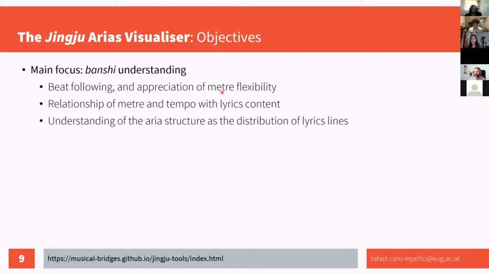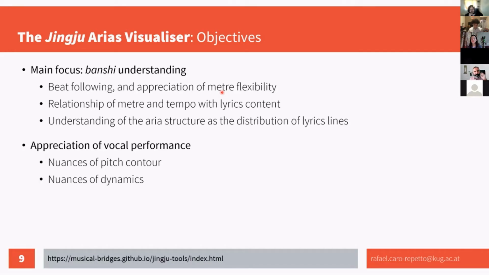Then, as a secondary aspect that was added later, we would like to use this tool to help the listener appreciate the vocal performance, the vocal style, focusing on the nuances of the pitch contour, also the nuances of the dynamics, which is quite fundamental in jingju performing, and the relationship between the voice and the jinghu playing, even though this aspect is not much developed at the moment, but it's still there as a plan.